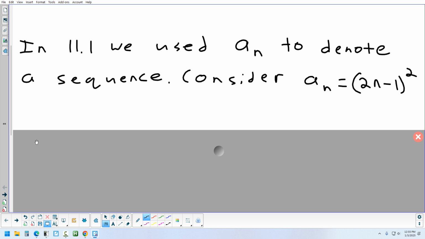Okay, so let's look at this sequence. Aiden, what number would I plug in for n to get the first term in that sequence? One. Yeah, we plug in 1. Will, what do we get if we plug in 1? You get 1, just in the parentheses. Now we'll square it after. And then when we square it, we would get still 1. I'm just going to leave it as 1 squared.